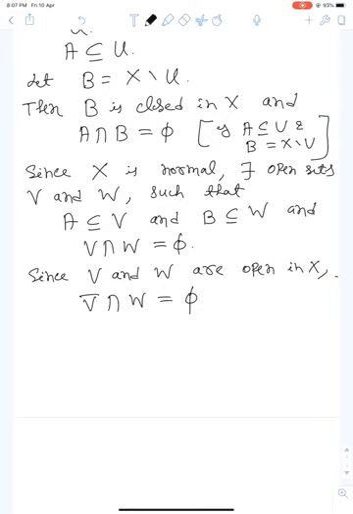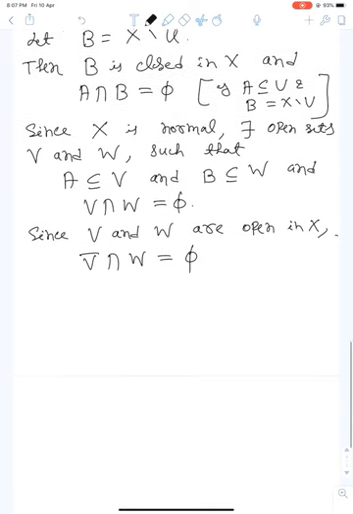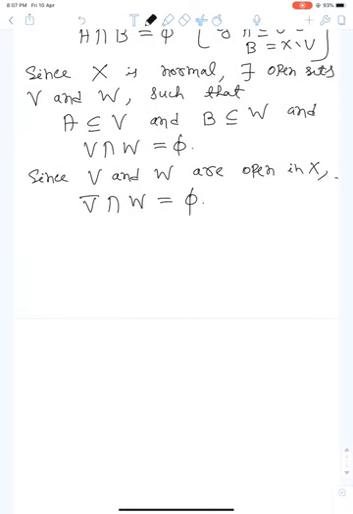Now what is V closure? V closure is the smallest closed set containing V, right? That means V closure is a subset of W complement, right? Therefore, V closure intersection W is empty. Now this part is simple, right?